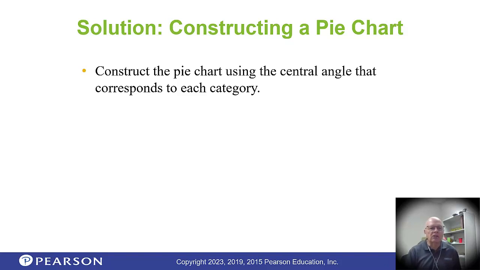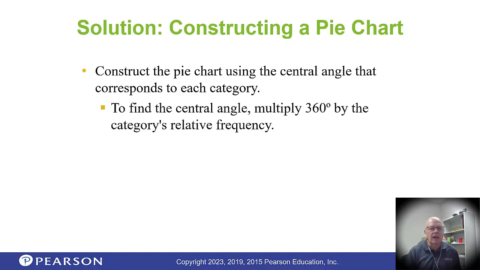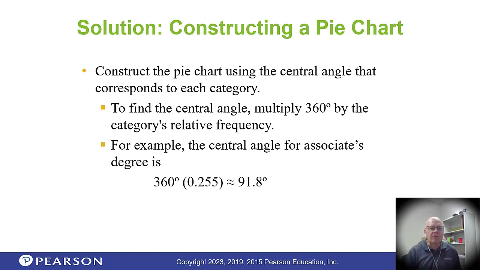So make the pie chart using the central angle. So multiply 360 degrees by the relative frequency. I just showed you that. So for example, the central angle for associate's degree is, and right here is the relative frequency. Multiply that by 360 degrees, and this is how big we're going to make the section for the associate's degree. And then we'll follow that up with the other ones, and we'll have a nice pie chart.